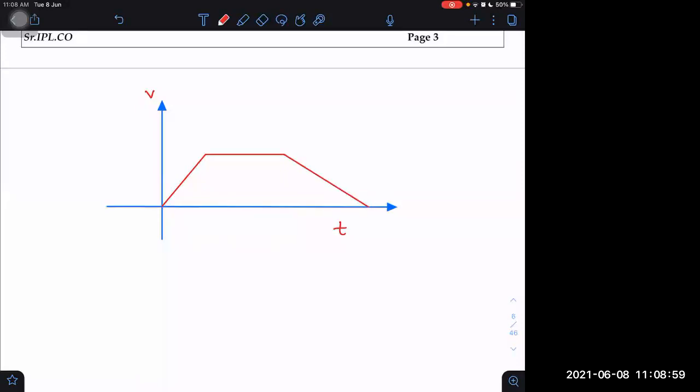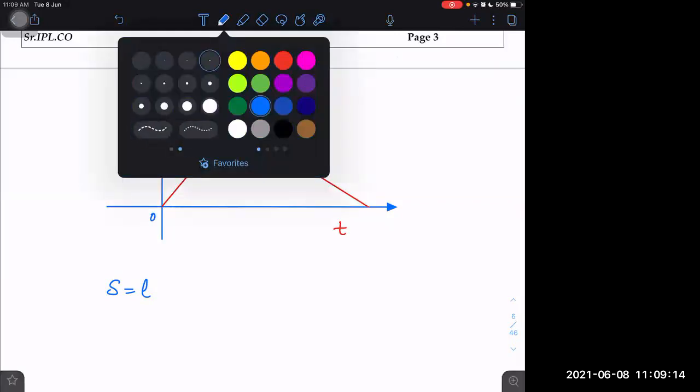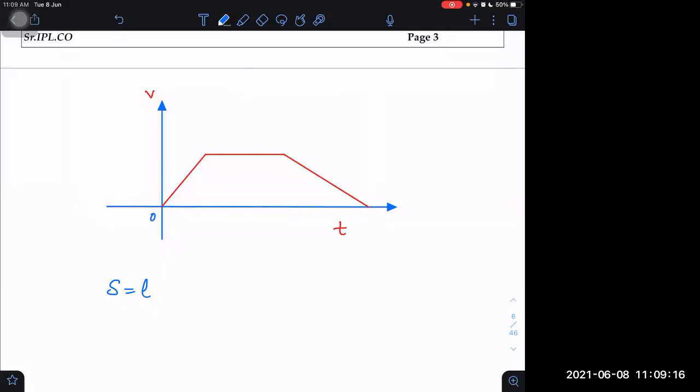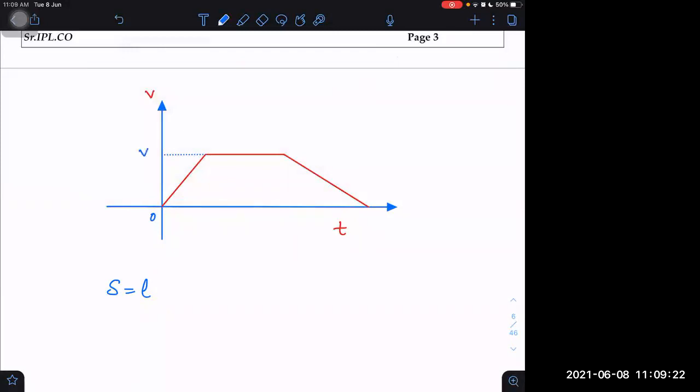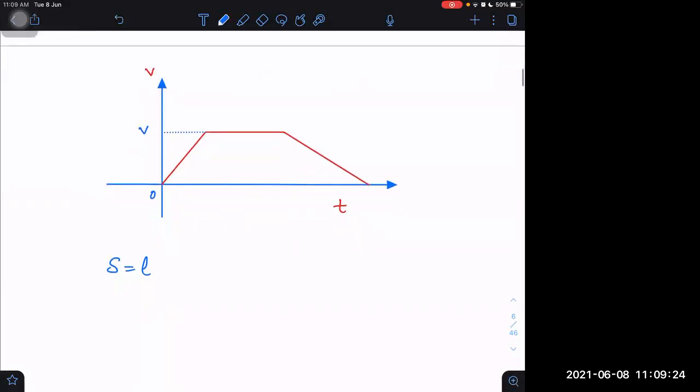Like this. Total area under the graph is given because they have said that total displacement is equal to L. It starts from rest, acquires some maximum velocity, and then goes constantly and then retards. So what is the acceleration? Alpha. What is the retardation? Beta.